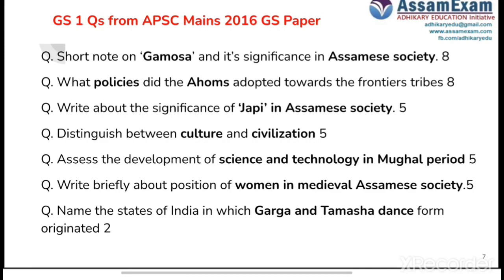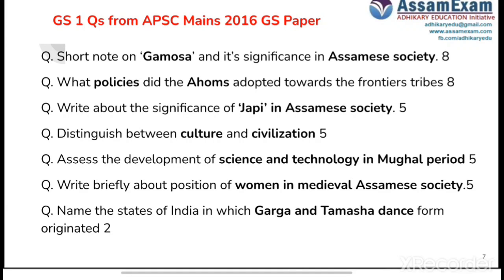What policies did the Ahoms adopt toward the frontier tribes? Again one question from Ahom administration. What are the policies adopted by the Ahom kings toward the local tribes? So these questions from Assam can be asked in GS paper 5, and based on this question we should know the policies and the practices that the Ahoms used to manage the local people, and how to tackle the other tribes.